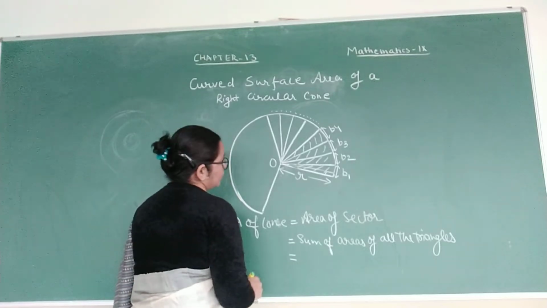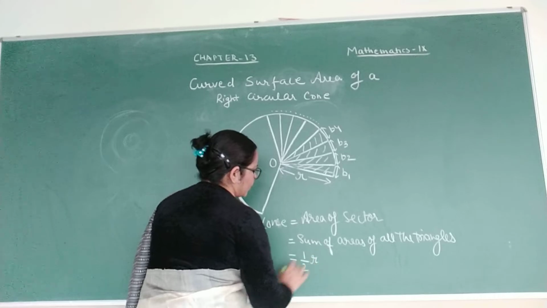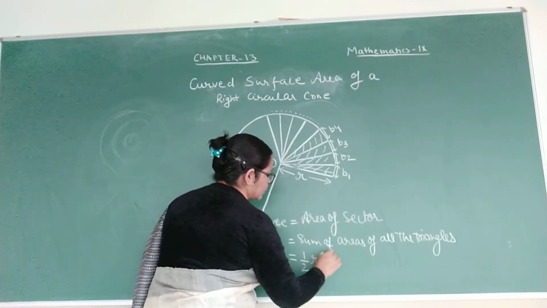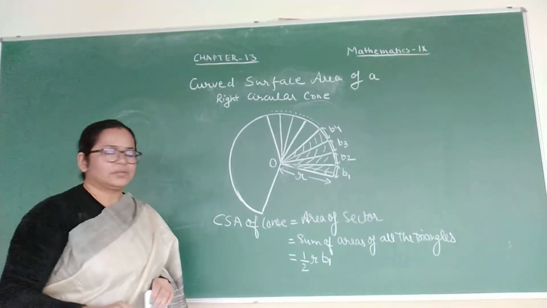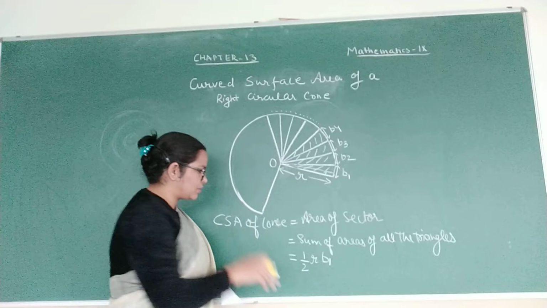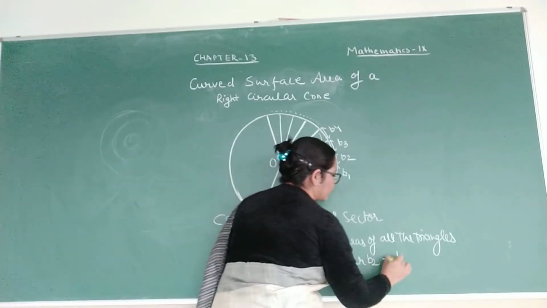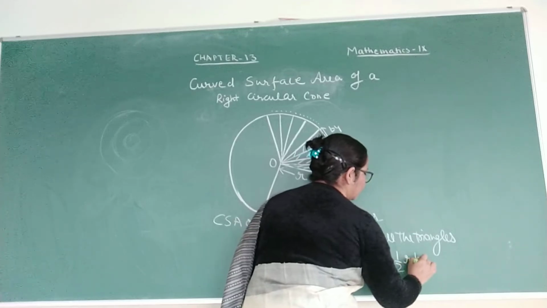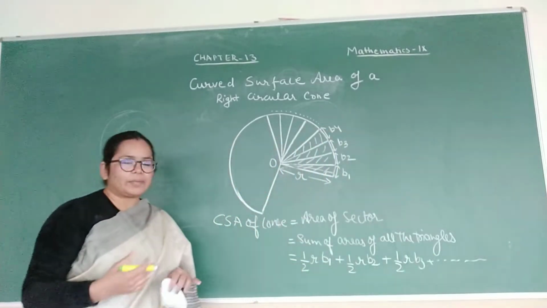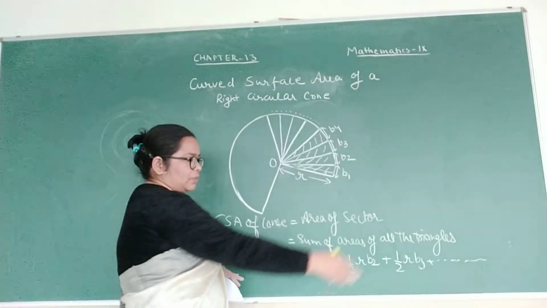So let us start writing. First triangle area will be half radius into the base B1. Half base into height or half height into base. Both are the same thing. Plus half radius into B2 plus half radius into B3 and so on. We keep on adding. There are so many triangles. Infinite many triangles are there, so the sum keeps on.